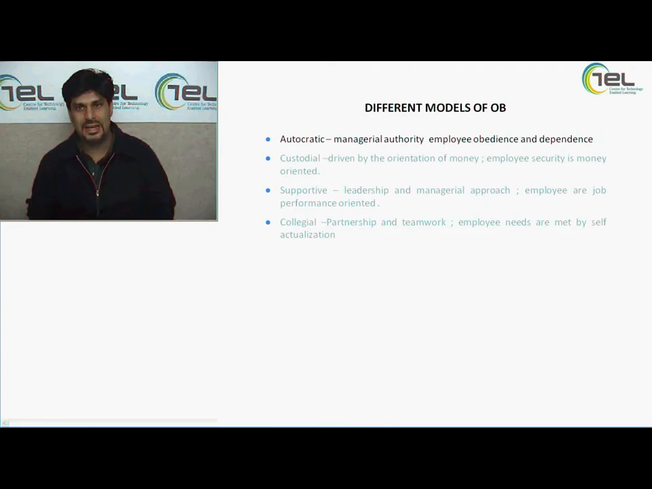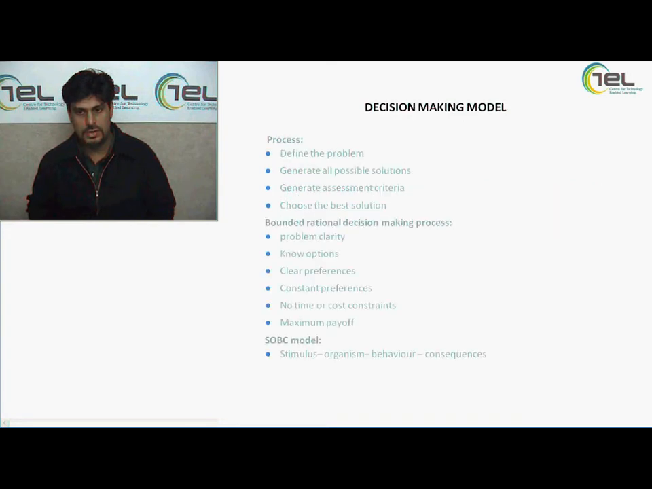So, in understanding the behavior pattern of people, we first need to understand what are the different models of organizational behavior that are there and how they affect and influence an individual's behavior. We'll move on to the next model, which is called the decision making model.